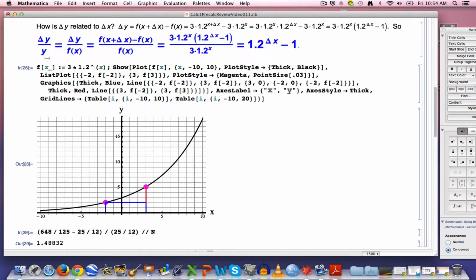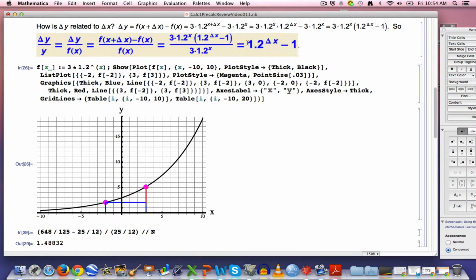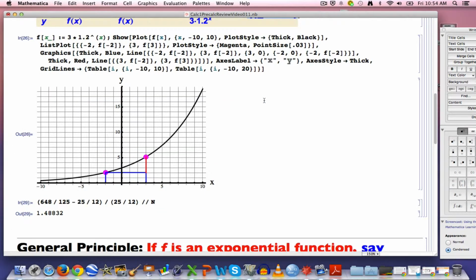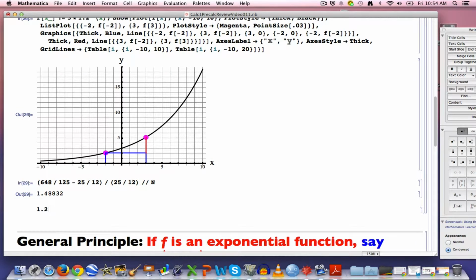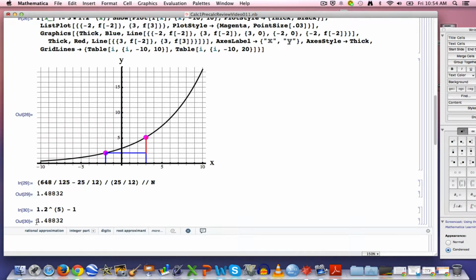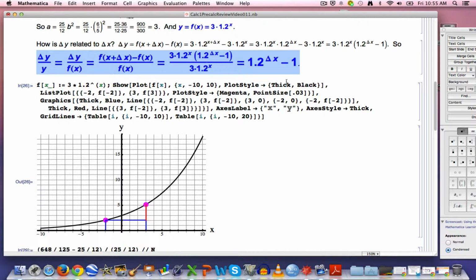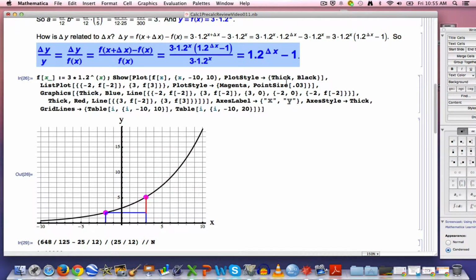What I want to show you to help you fully appreciate this equation, well, first of all, is we'll see that the quantity 1.2 to the delta x power minus 1 does equal the same thing. 1.2, what's delta x? It's 5 minus 1. This should equal the same thing. Yes, it does. 1.48832. Close to 1.5. So that's verifying this equation in the static situation. But to fully appreciate its meaning, we need to make an animation.